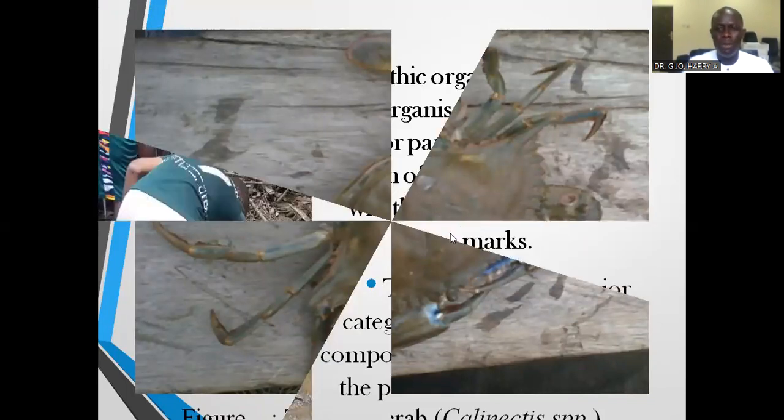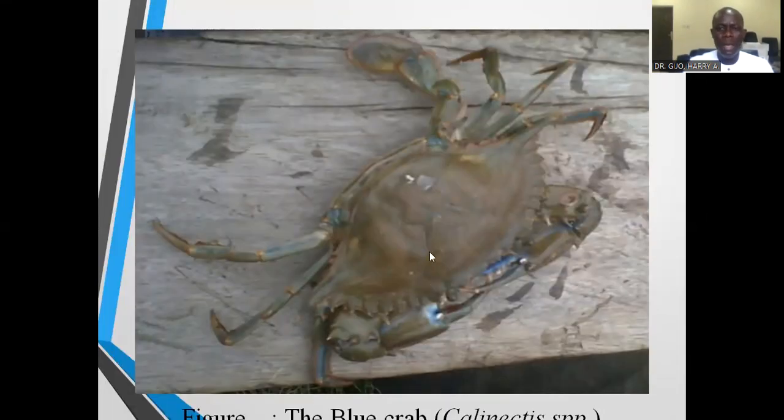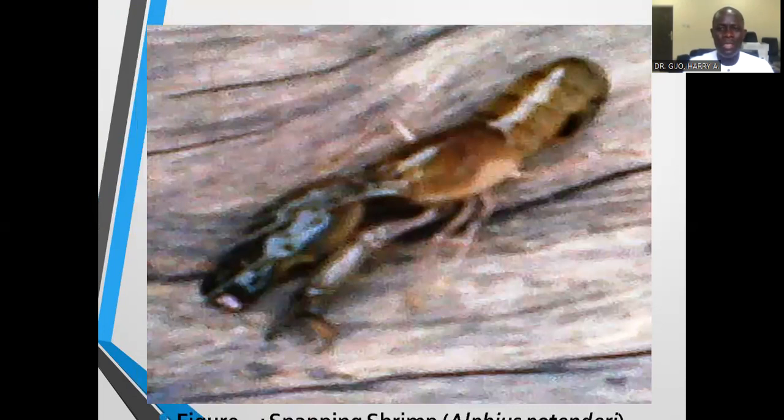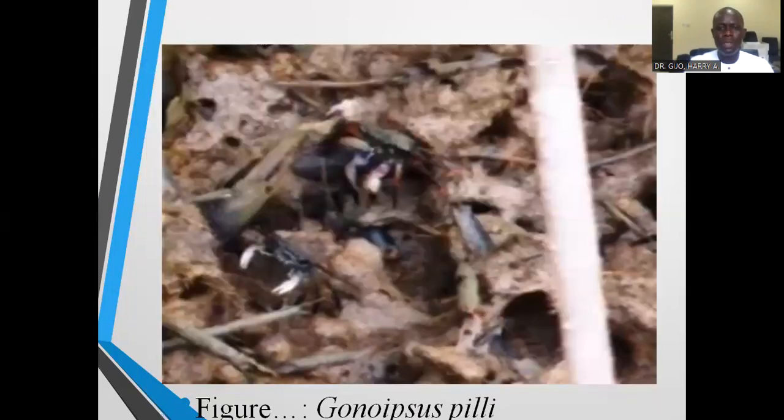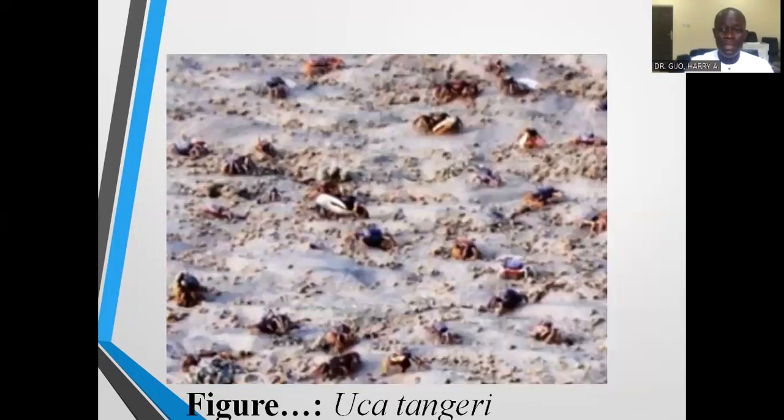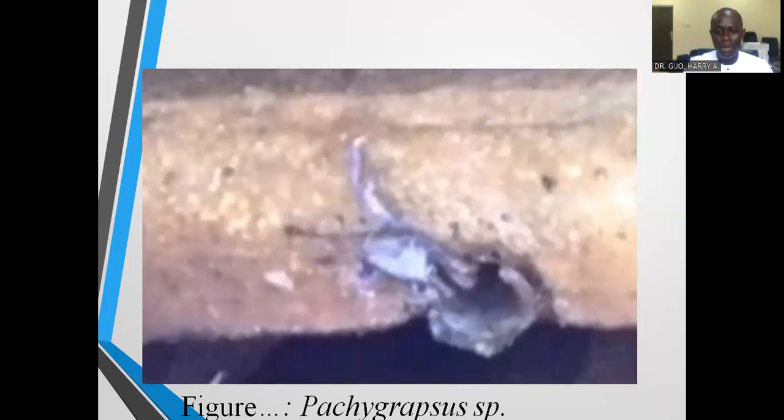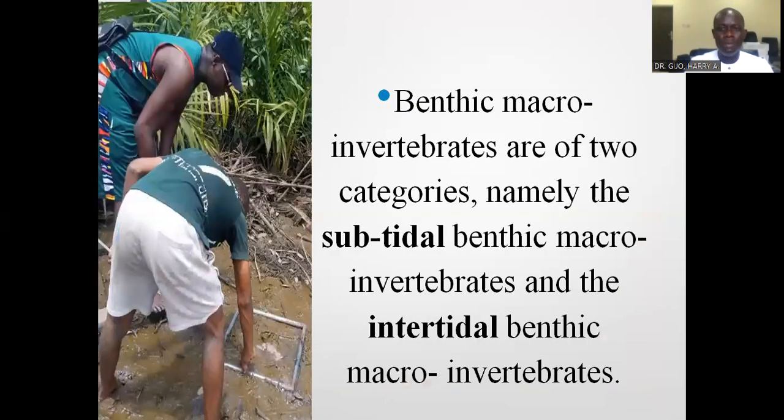Here we have a blue crab, Callinectes amnicola, that's usually found at the bottom of the water body, either at the tidal zone or even at the subtidal zone. This is the snapping shrimp, Alpheus. Then Goniopsis pelii, an organism that inhabits the tidal zone in the mangrove ecosystem. We have Uca tangeri, the fiddler crab, which is also an example of the macrozoobenthos, Pachygrapsus species, and many others.